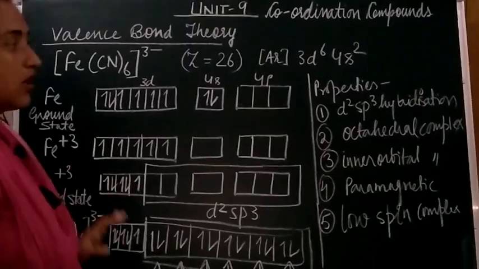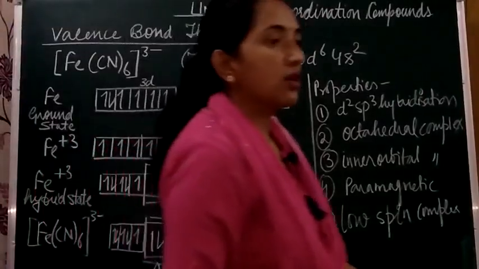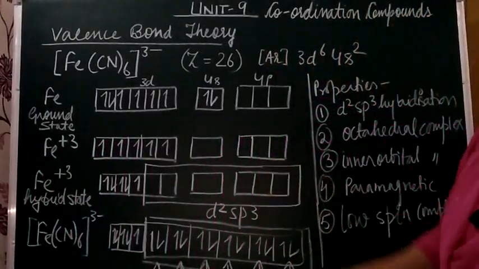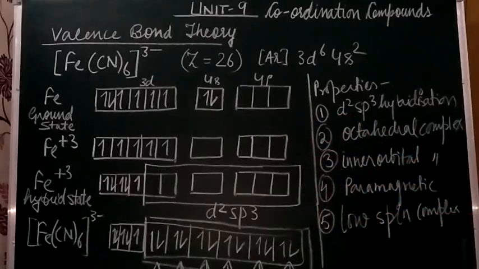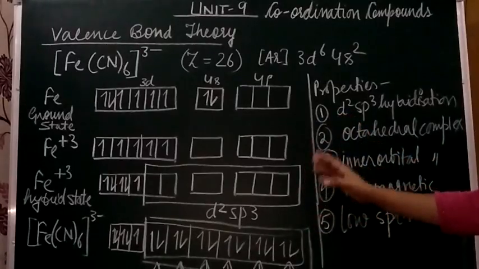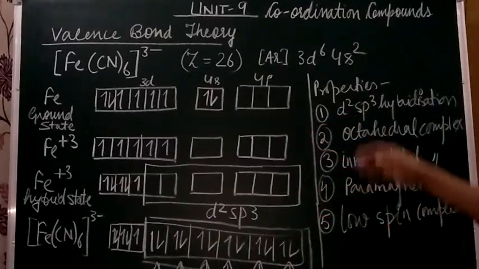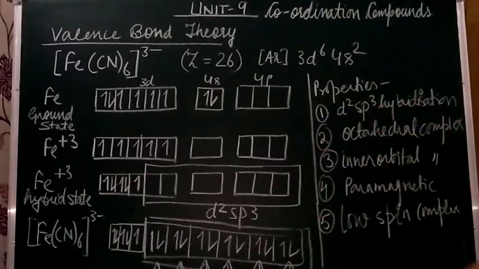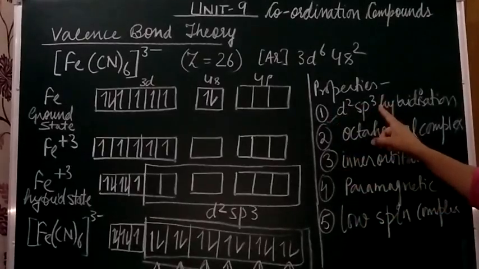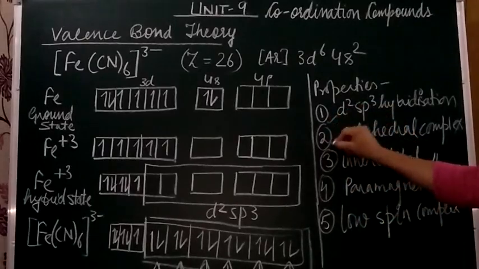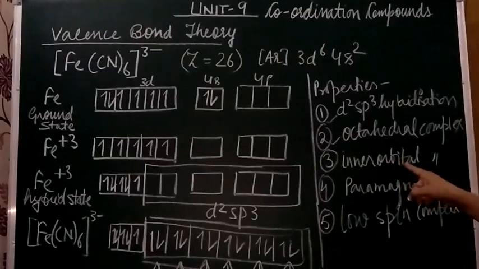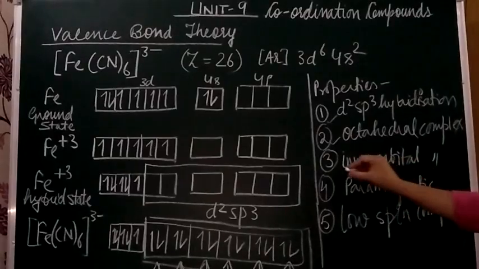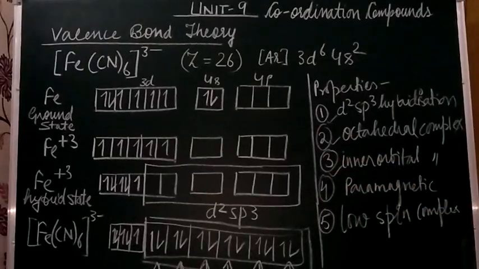Right, students? Now after drawing the structure for this hybridized state of the complex, we will write down the properties. The first one is d2sp3 hybridization. Since it undergoes this hybridization, the geometry of the complex is going to be octahedral, and as the inner d orbital is being used, it is an inner orbital complex.